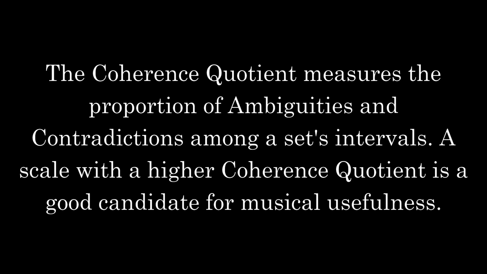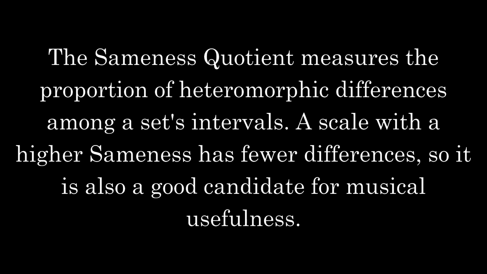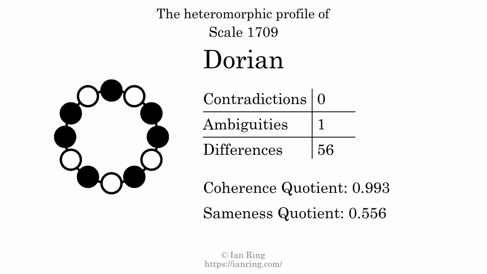The coherence quotient measures the proportion of ambiguities and contradictions among a set's intervals. A scale with a higher coherence quotient is a good candidate for musical usefulness. The coherence quotient is 0.993. The sameness quotient measures the proportion of heteromorphic differences among a set's intervals. A scale with a higher sameness has fewer differences, so it is also a good candidate for musical usefulness. The sameness quotient is 0.556.